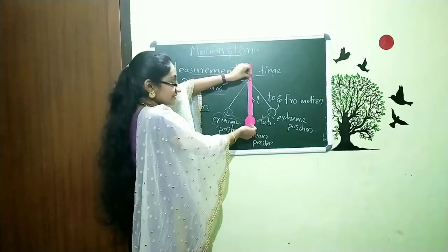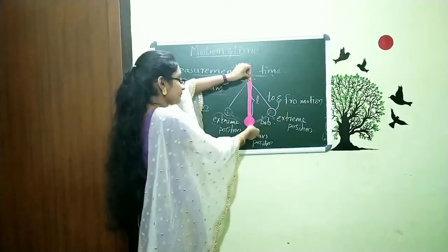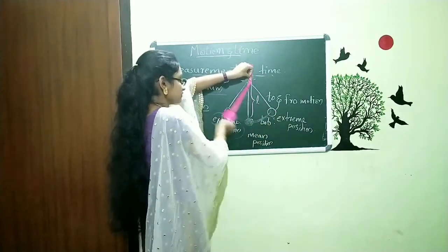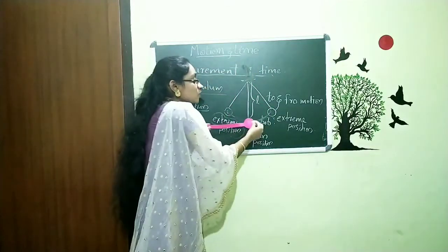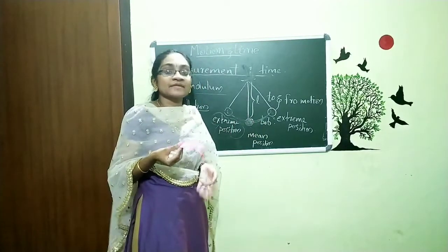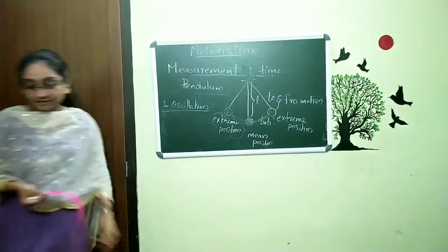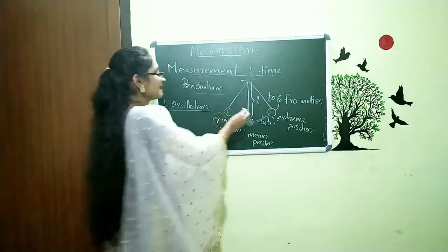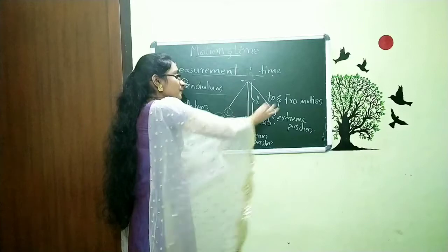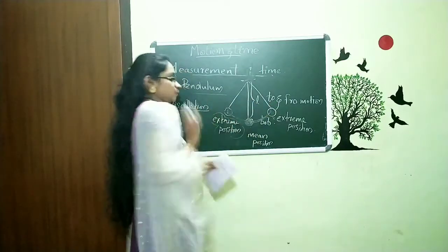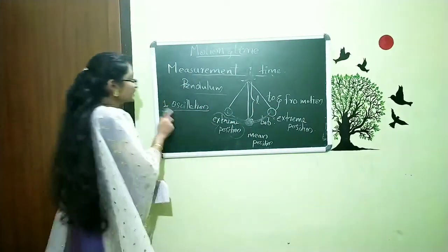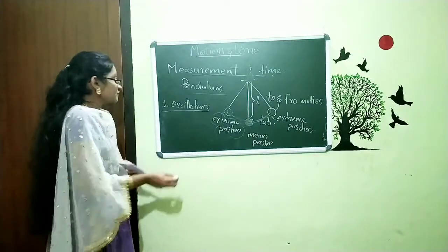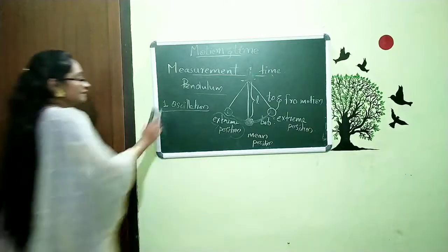That means I am showing you once again, moving to here, come back, moving to here, come back. That means 1, 2. Two times this bob is coming here, then it completes one oscillation. No need of getting confused with this. Just understand that it needs to go 1, 2. That is one complete oscillation.